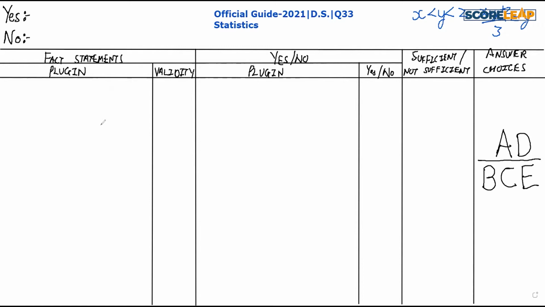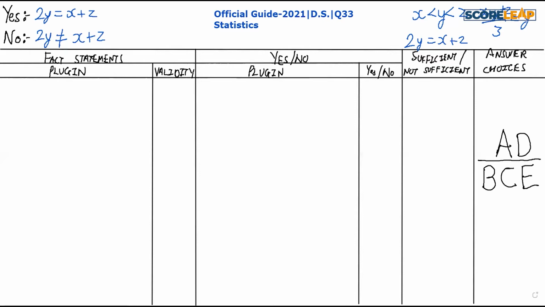If we simplify this equation, (x plus y plus z) divided by 3 equals y, we simply get 3y equals x plus y plus z, and 2y equals x plus z. So we simply need to check whether 2y equals x plus z, or 2y is not equal to x plus z. This is how we define yes and no.